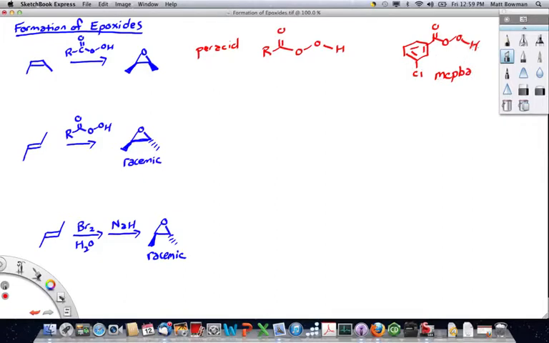metachloroperbenzoic acid. Now this is a nice crystalline compound, but has an unfortunate side reaction of detonating from time to time. And so some people use the per acid that's called MMPP instead. And that per acid looks like so.